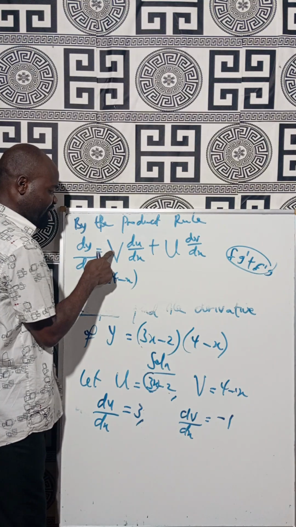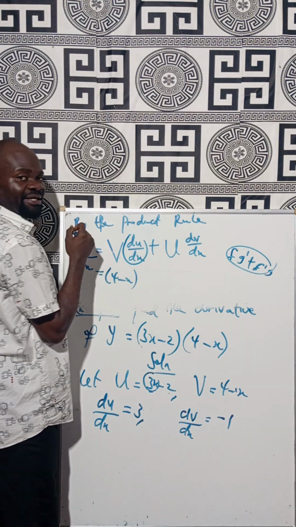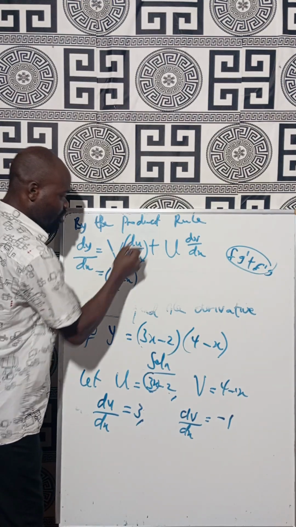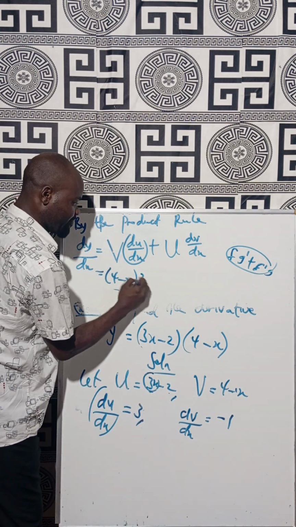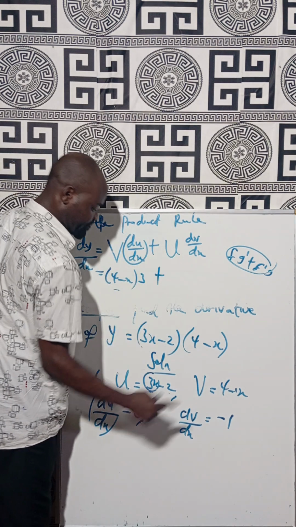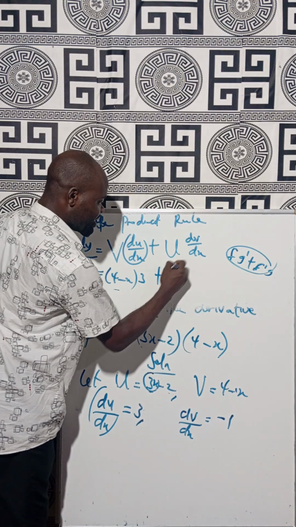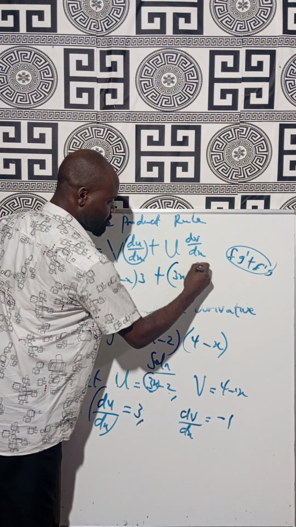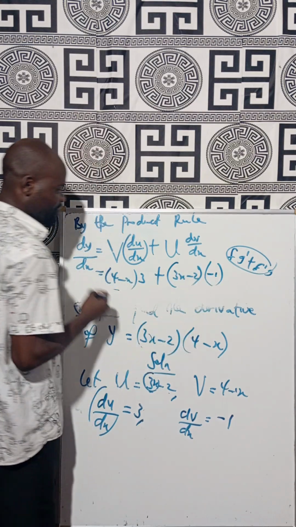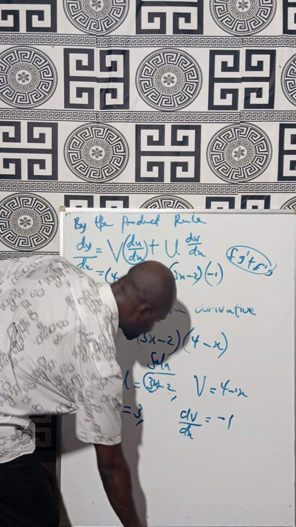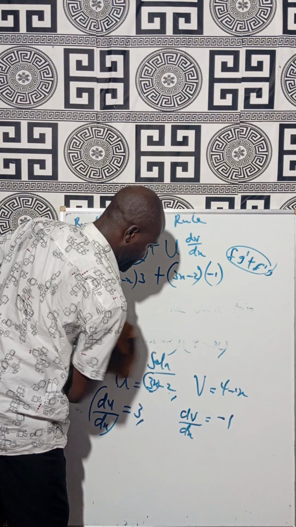This means v multiplied by du dx. What's my du dx? That is 3. So multiply by 3, plus what's my u? My u is 3x minus 2. What's my dv dx? That's minus 1. You can see, very simple and easy. My answer comes from there.